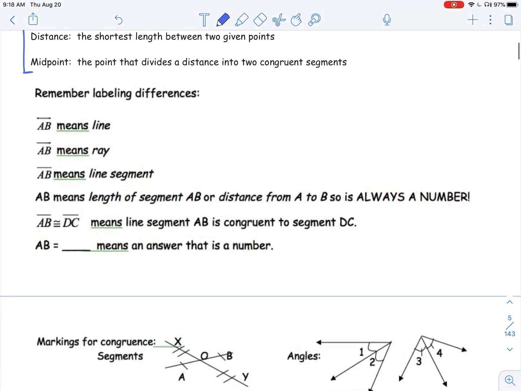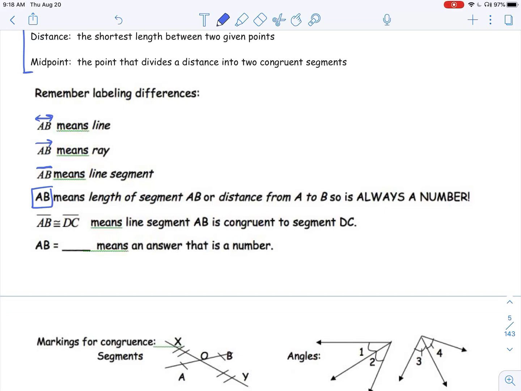So remember your labeling. AB with a double arrow over the top means that it is a line that extends without end. AB with one arrow means that we have a ray AB, the endpoint being A, and extends in the direction of B without end. Segment AB will have this bar above it with no arrow. If we take the bar away, as it is here, we're now looking for a length. So AB without the bar over the top will be referring to a numerical distance.